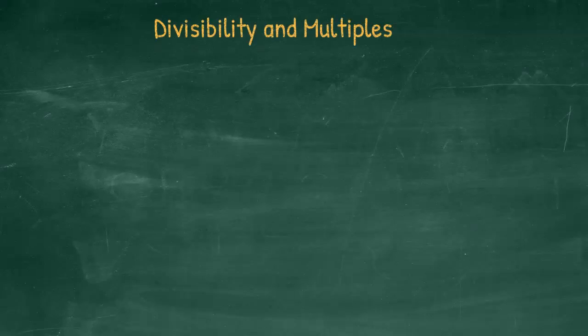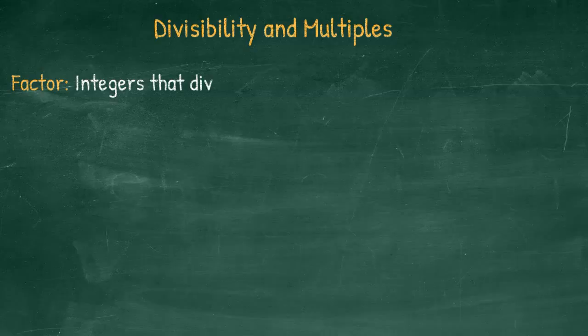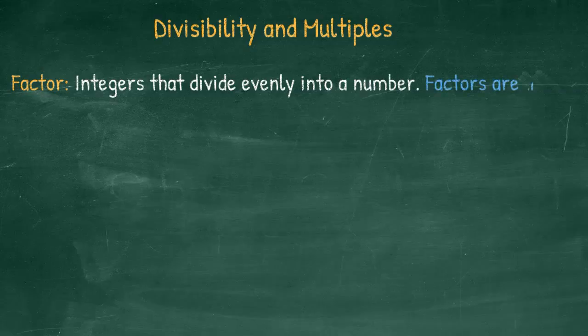In this math mini bootcamp, we're going to be talking about divisibility and multiples. So let's start with some facts about divisibility. You need to know what a factor is. Factors are integers that divide evenly into a number. Think of factors as finite.